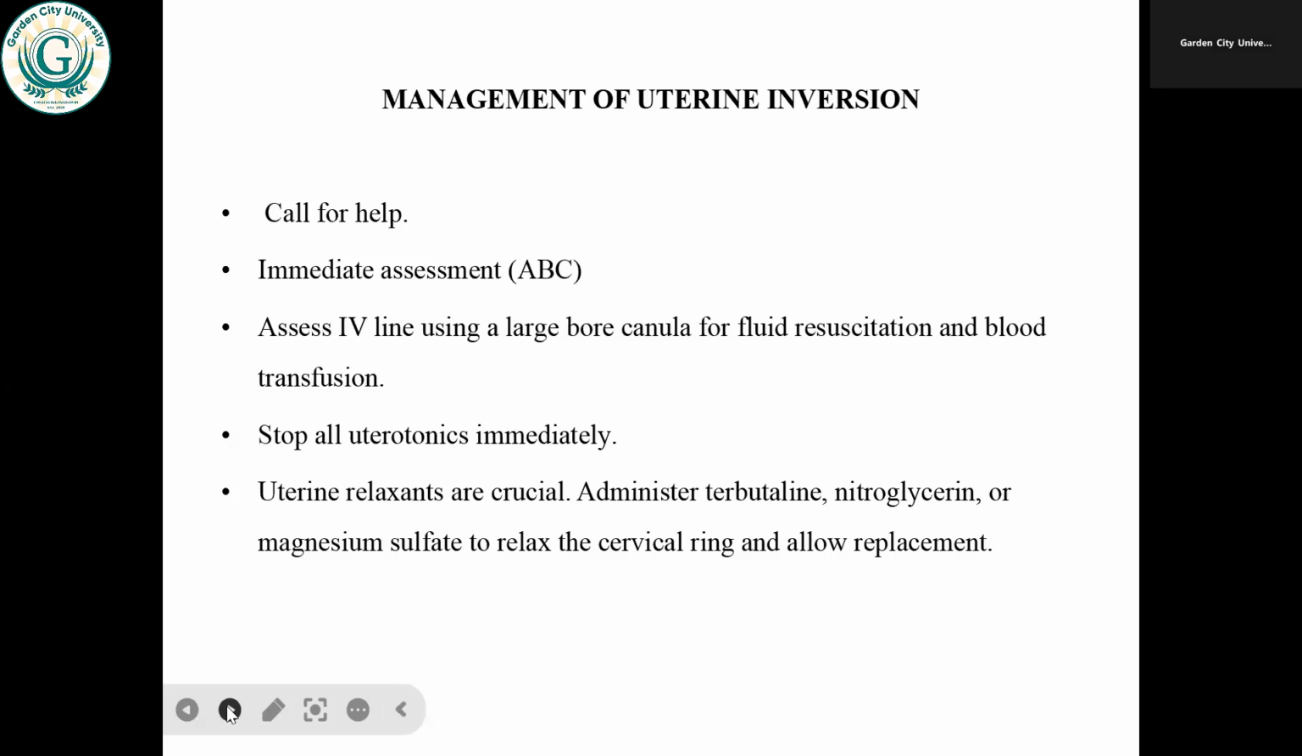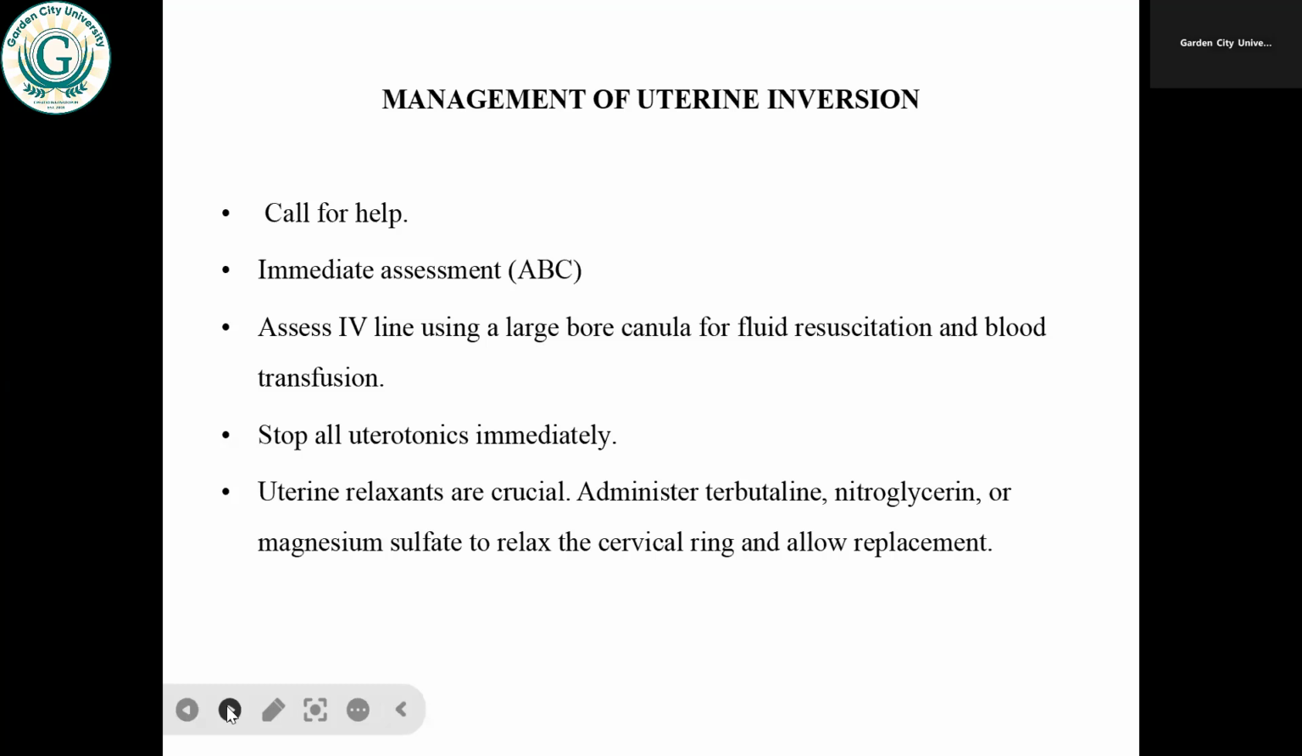to establish the IV. Then you stop all uterotonics. The uterus is now out, so there's no need for administering uterotonics. You will have to relax the uterus to replace it back before you can administer uterotonics. So you stop all uterotonics immediately. Then you also use uterine relaxants. That's the tocolytics, the terbutaline, the nitroglycerin, and also we use magnesium sulfate for relaxing the cervical ring sometimes. So any tocolytics that you find available, you can use it in the aim of relaxing the uterus.